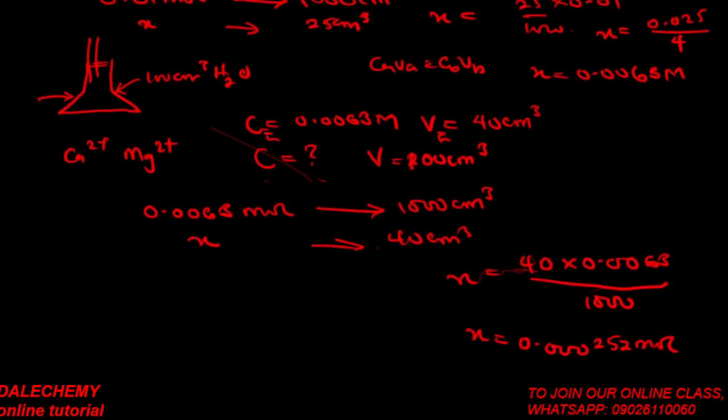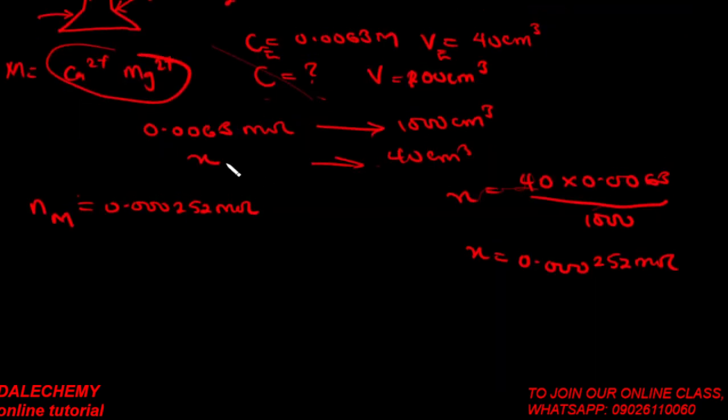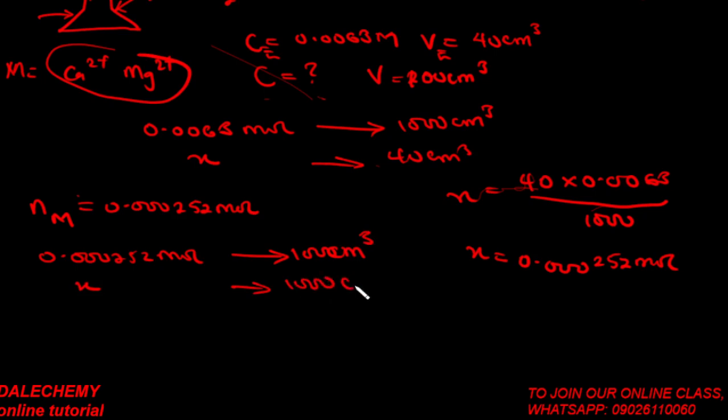And it will be equal to the number of moles of the metals that react. So the number of moles of M, the two metals, will be equal to 0.000252 mole. Now to find their concentration, this is the number of moles that will be present in the volume of water that you added. So 0.000252 mole of this metal is present in 100 cm cube of water that you added. Then how much will be present in 1000 cm cube?